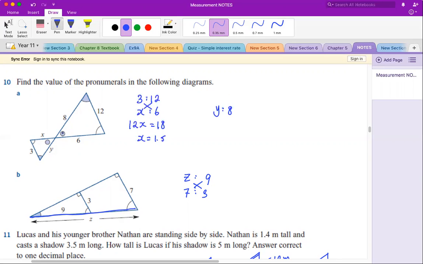Is it 12 to 3? 3 to 12. 3 to 12, right? Because you're doing y, that is the smaller side, so it's 3 to 12. Yeah. And then you cross multiply, right?